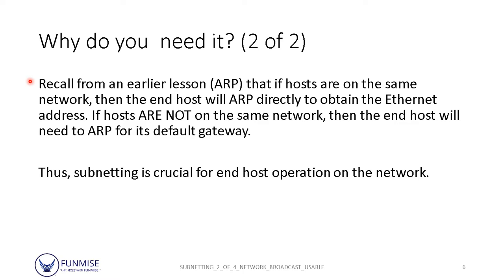Recall from an earlier lesson on ARP that if hosts are on the same network, then the end host will ARP directly to obtain the Ethernet address. If hosts are not on the same network, then the end host will need to ARP for its default gateway. Thus, subnetting is crucial for end host operation on the network.